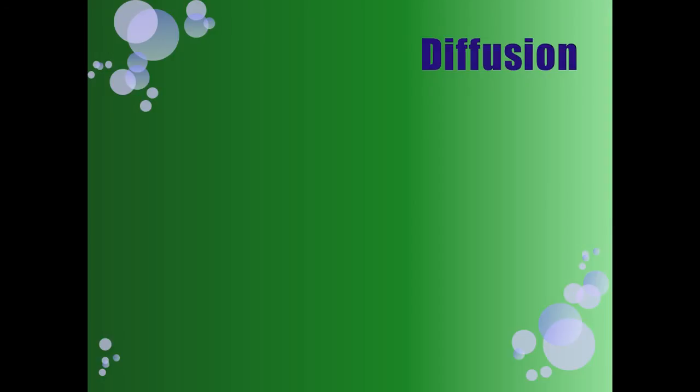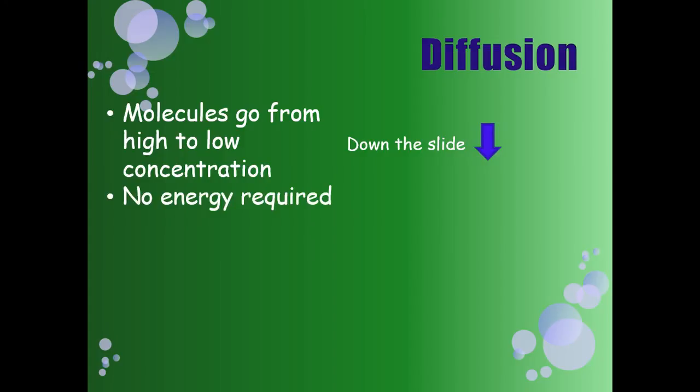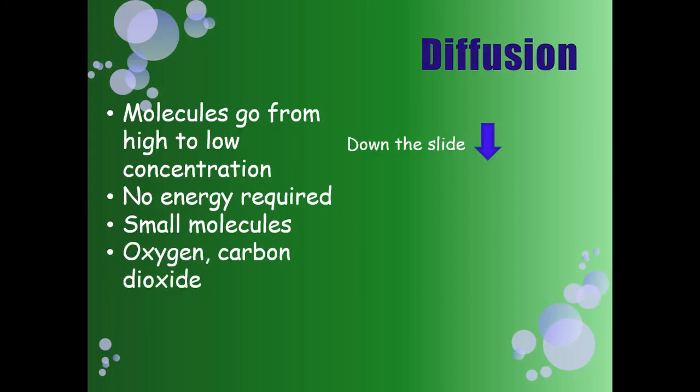One type of passive transport is diffusion. During diffusion, molecules go from high to low concentration. This means they're going down the slide, and if you think about going down the slide, that does not require any energy. Diffusion happens for small molecules, molecules that are only made of a few atoms, like oxygen and carbon dioxide.